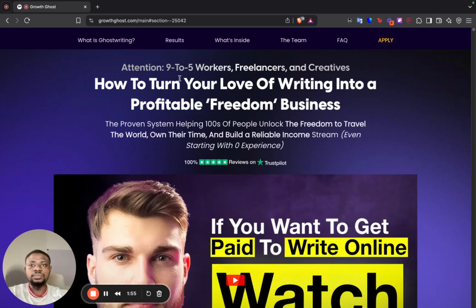Now, let's get to the eyebrow text. It says, attention, 9-5 workers, freelancers, and creatives. What this eyebrow text does is it calls out the people he's talking to, right? The people that he believes are the core ICP for his program. Then next, he says how to turn your love of writing into a profitable freedom business. This is a very important one as well, because he's not running paid ads to this page, so he's selling it to his audience.